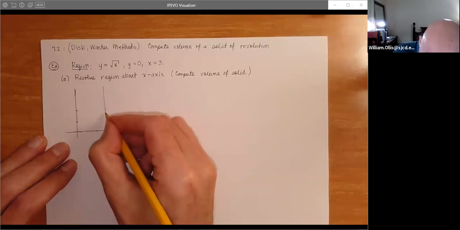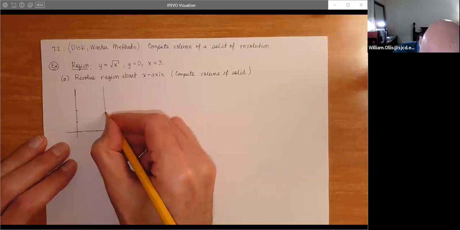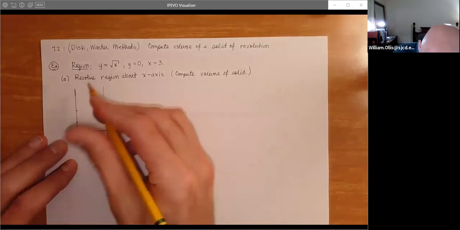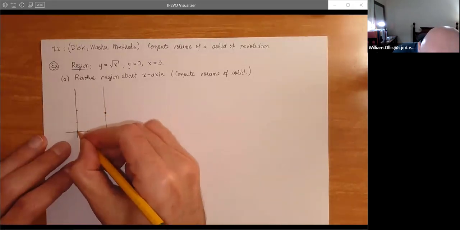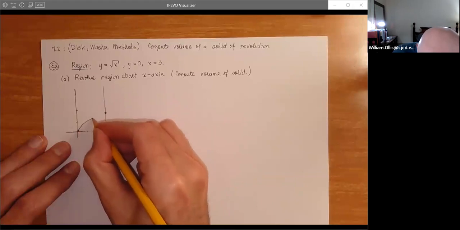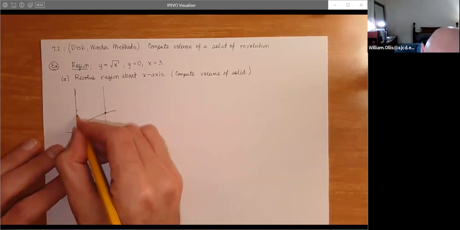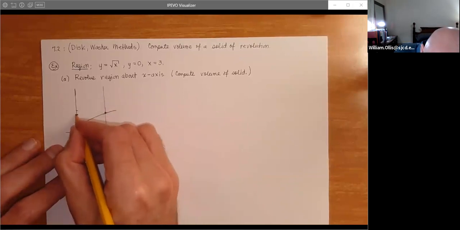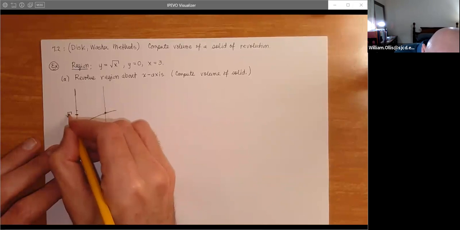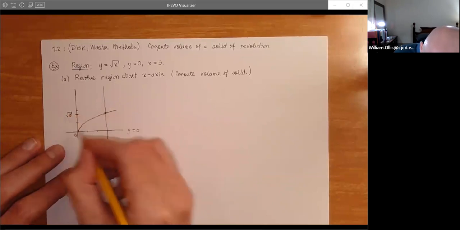And then, of course, we'll have the square root of 3 where the square root function intersects with x equal 3. So we can sketch that. So of course, this just goes on. So here we'll have square root 3, and here we have 0 to 3.